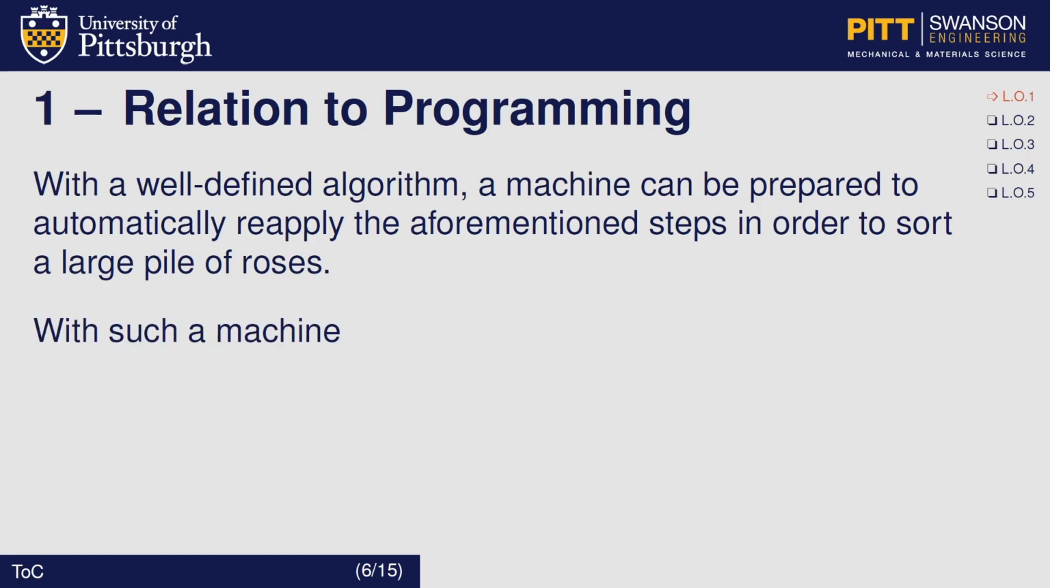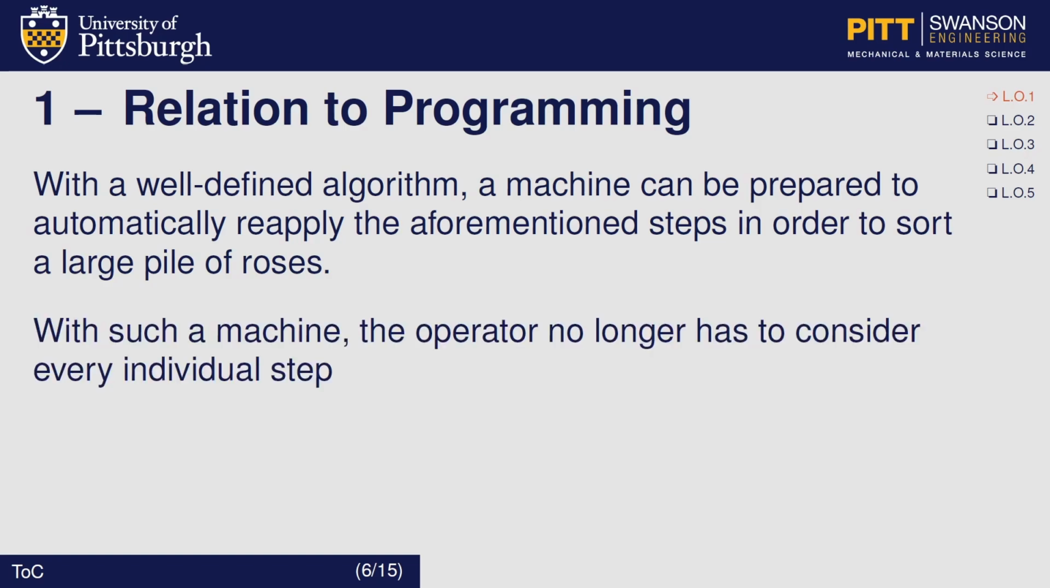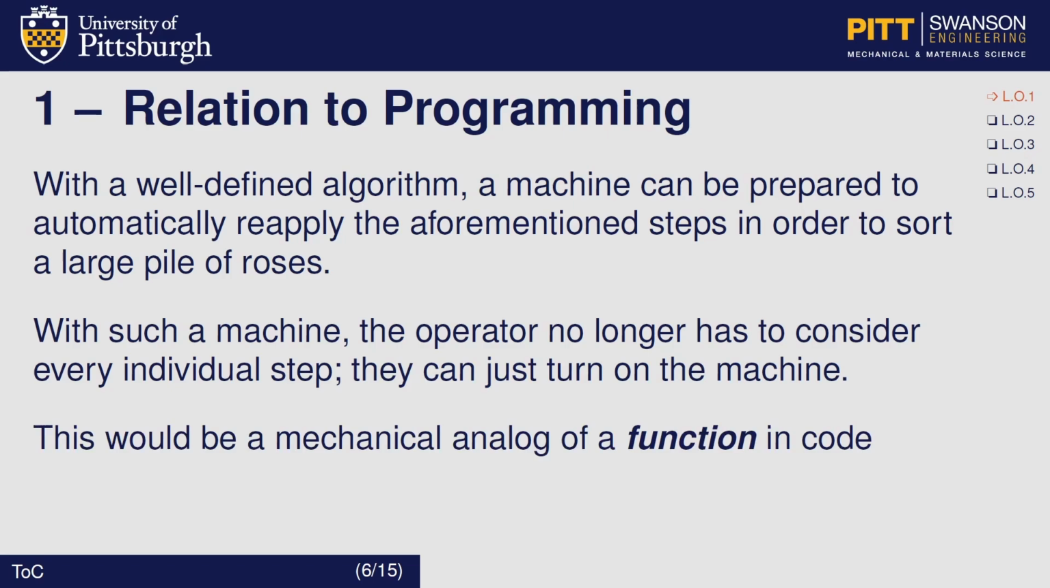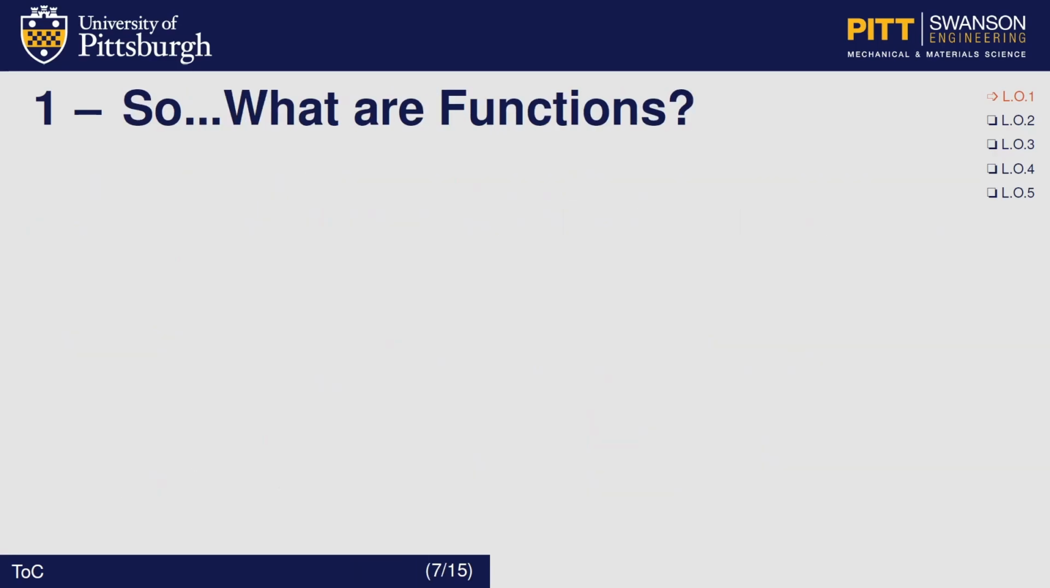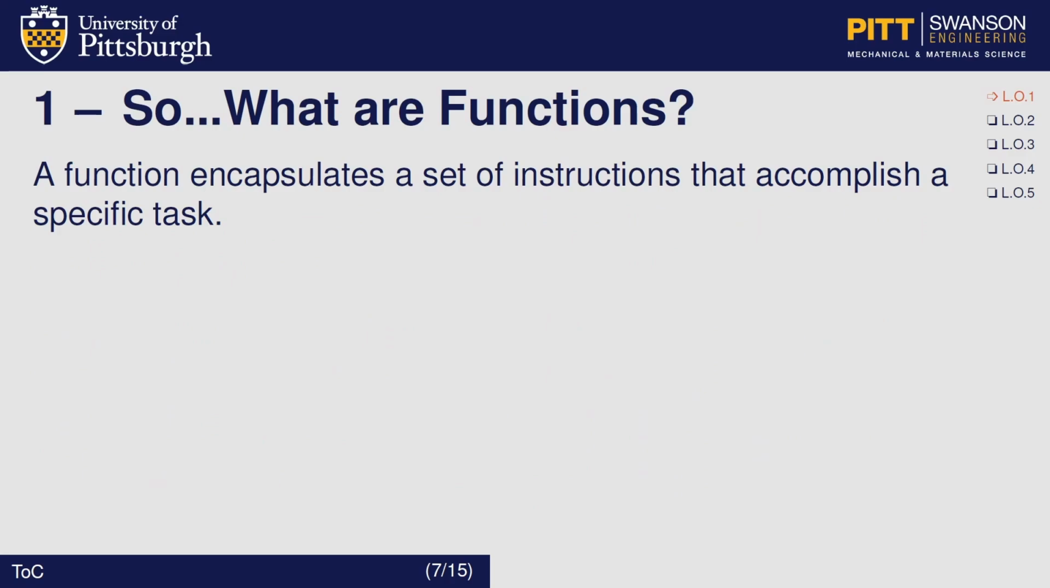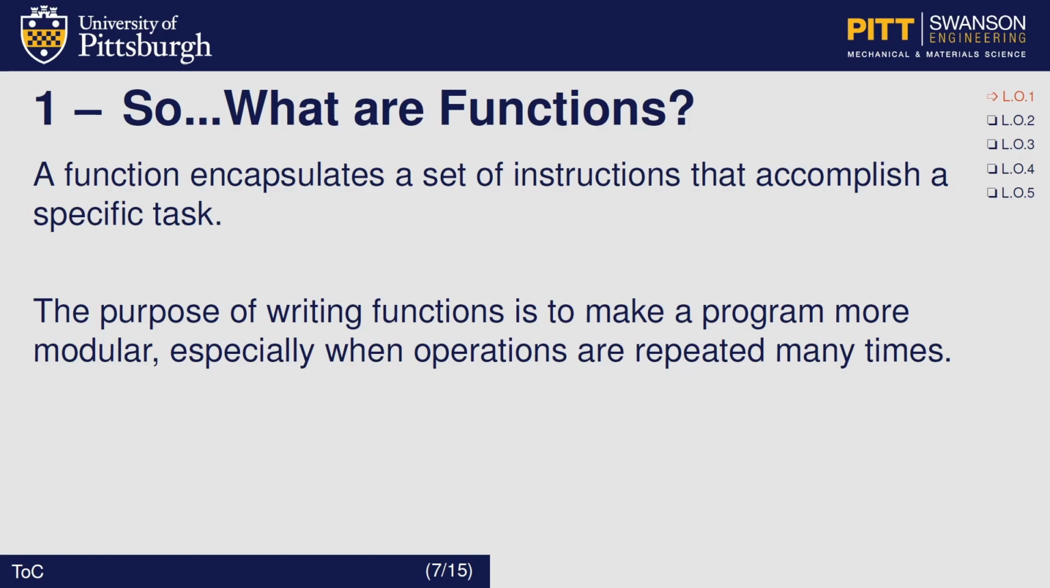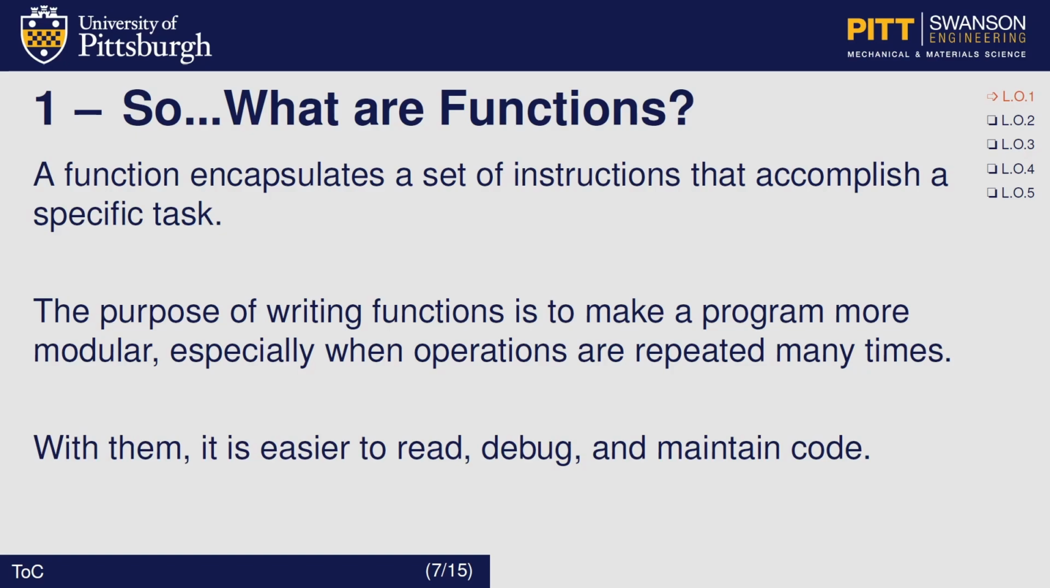And with such a machine, the person operating it no longer needs to consider every individual step. They can just turn on the machine. This is a mechanical analog of what would be considered a function in programming, perhaps given the name sort roses by color, where the input is a rose. So, a function encapsulates a set of instructions that accomplish a very specific task. The purpose of a function is to make the broader program more modular, especially when an operation gets repeated many times. Functions make code easier to read, debug, and maintain.